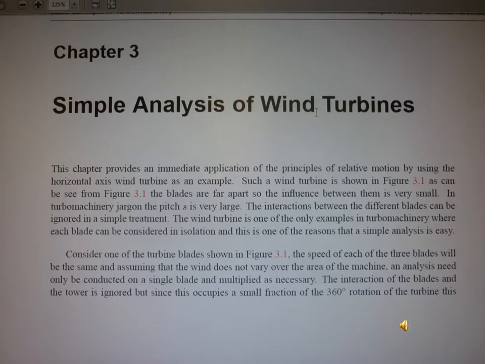This is a simple analysis of wind turbines. We consider that the three turbine blades are shown in figure 3.1, and that the speed of each of the three blades will be the same, assuming the wind does not vary over the area of the machine. The analysis need only be conducted on a single blade and multiplied as necessary. The interaction of the blades and the tower is ignored, but the rotation covers the full 360 degrees of the turbine.